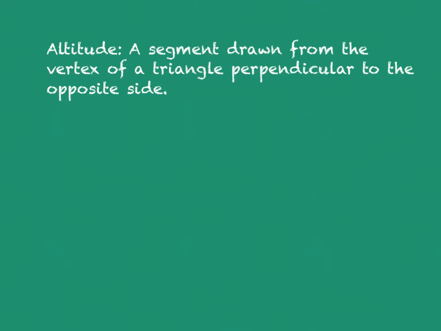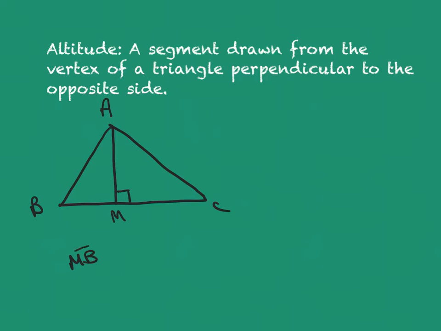Okay, the next type of line or segment in a triangle is called an altitude. So just as with medians, there are three altitudes in every triangle, but the important thing is that altitudes meet the opposite side at right angles. They don't necessarily bisect it. So is MB congruent to MC? We don't know. So we can't be sure that it's like a median. Sometimes it looks like it is, but we don't know.